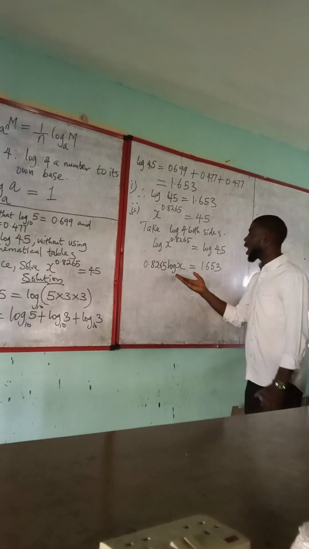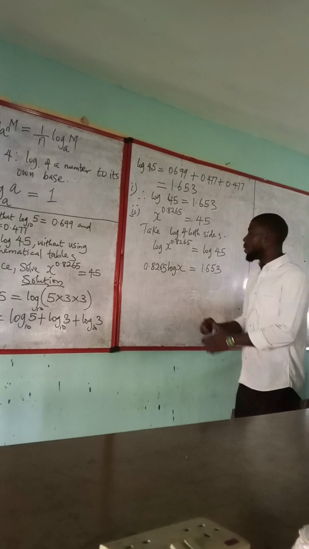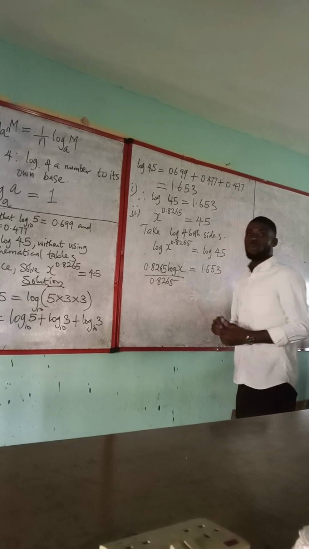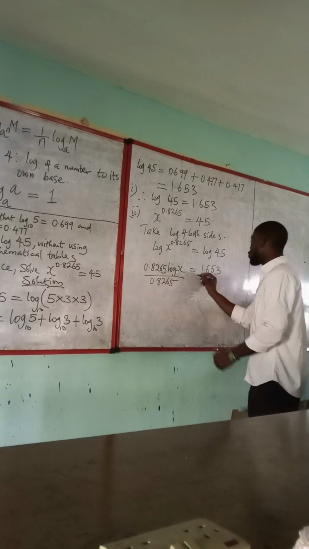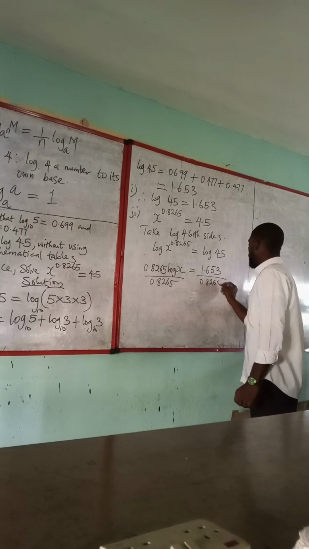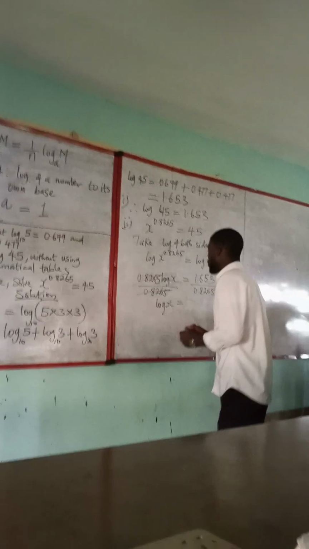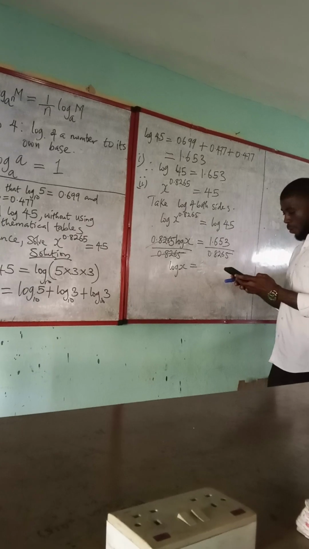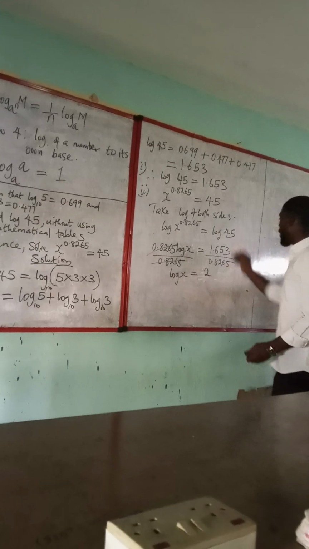What do we do next? Remember that what we are looking for is actually x. So the first thing is that I have to remove the coefficient of log x here by dividing through by 0.8265. In the equation, if I'm going to remove this part by division, for this equation to be correct, I must also do the same thing on my right hand side. So I need to also divide here again by 0.8265, so that this will cancel this. We are left with log x is equal to, let us try to divide this, 1.653 divided by 0.8265.